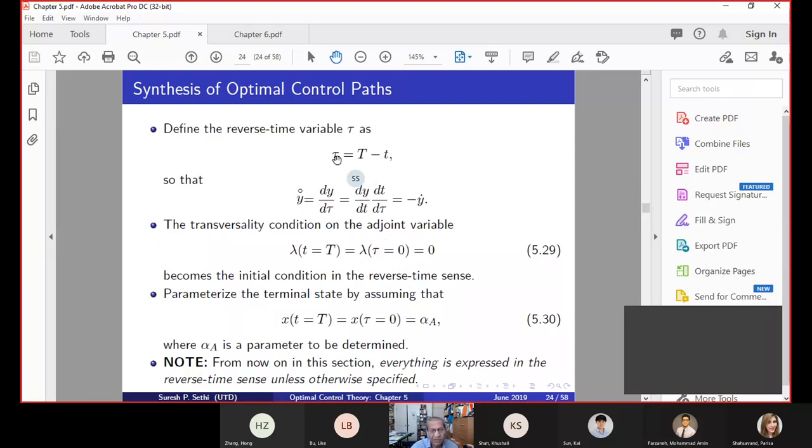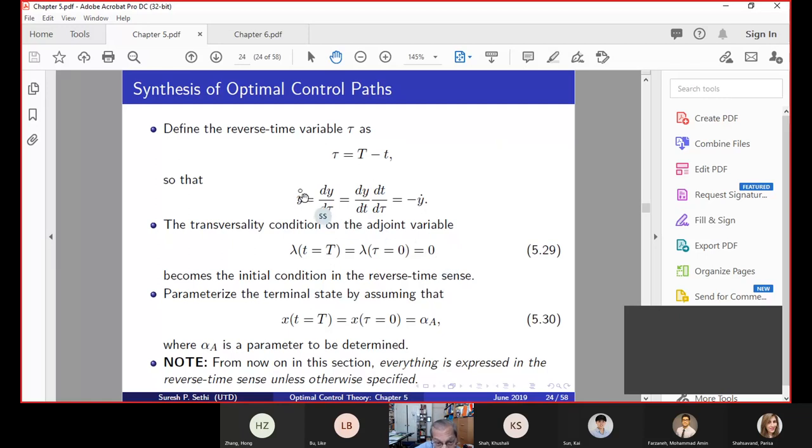So the first thing we do in solving a differential equation is we define a reverse time. The reverse time tau is T minus t. Okay, so at any time t, tau is the reverse time of that. So when t goes from 0 to T, tau goes from T to 0. When tau goes from 0 to T, it means t goes from T to 0. Okay, so that's the reason. The reason is that I want to solve the problem in forward time t and backward time tau. So when lambda at t equal to T, lambda at tau equal to 0 is equal to 0.